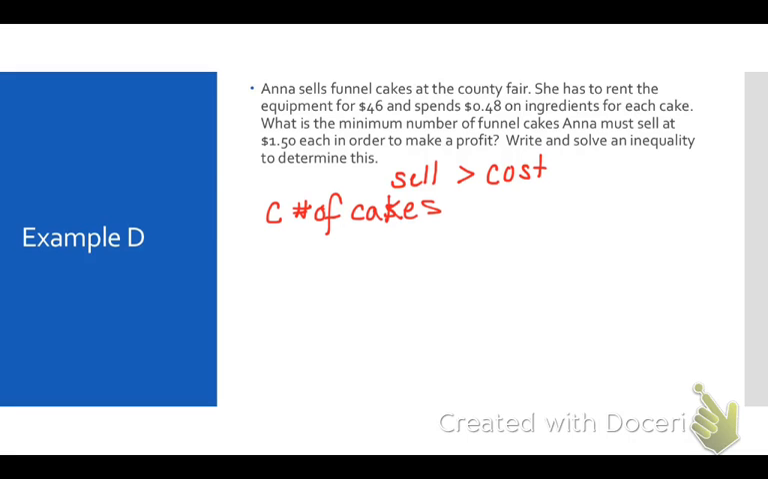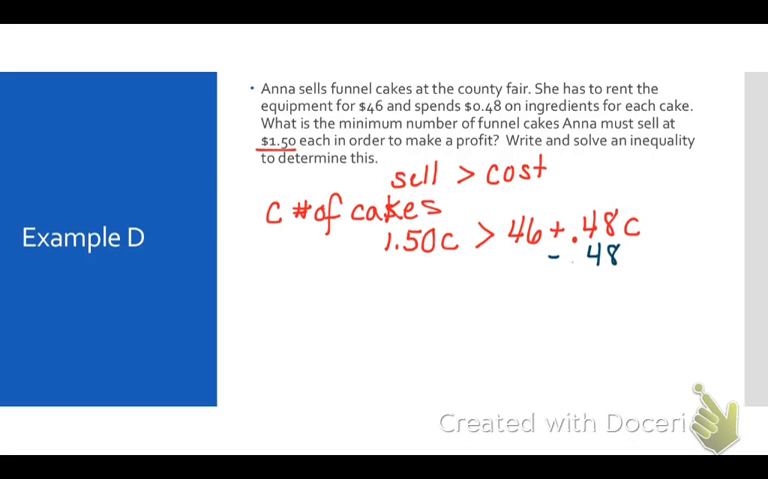Let's see what she sells them for. It says she's selling them at $1.50 each. So I'm going to say 1.50C for each needs to be greater than, well, the cost is $46 plus 48 cents for each funnel cake that she makes. There's the most difficult part, in my opinion. So let's just solve it now.